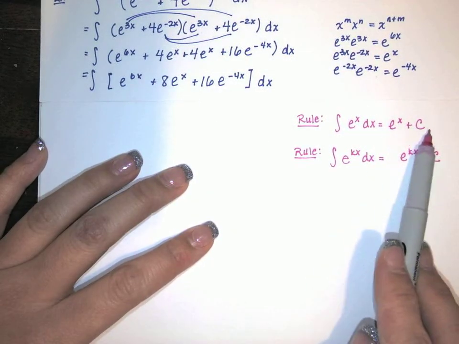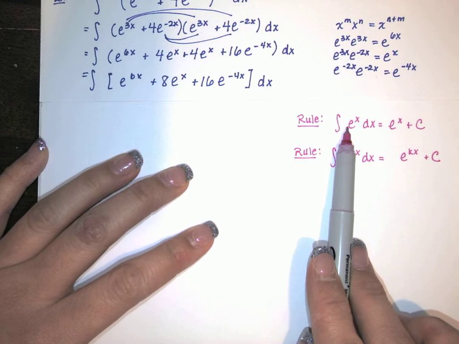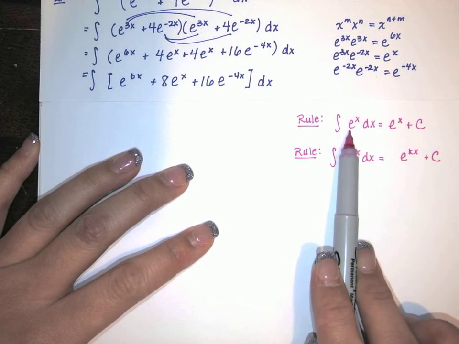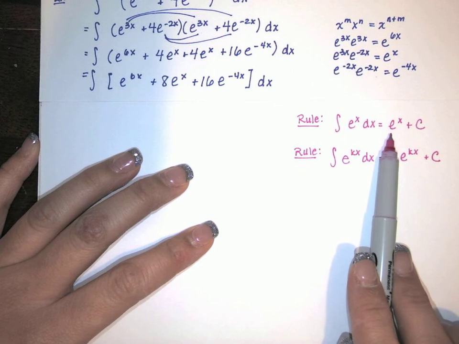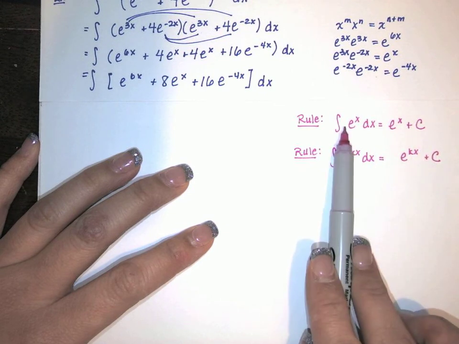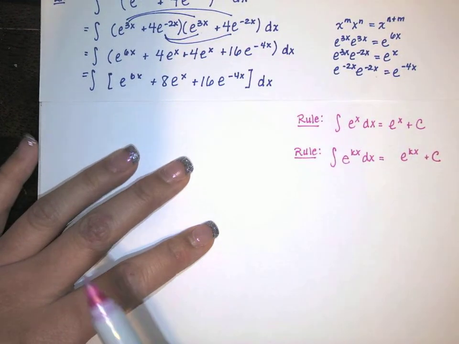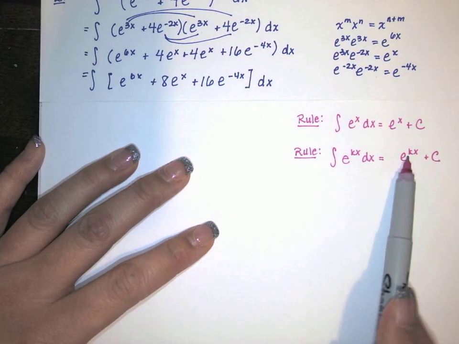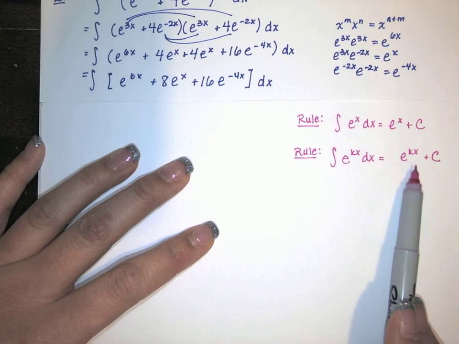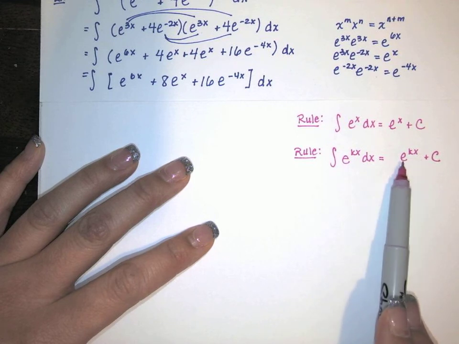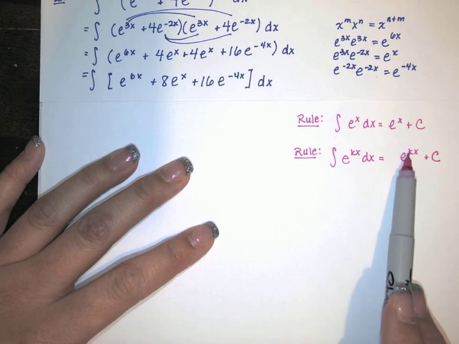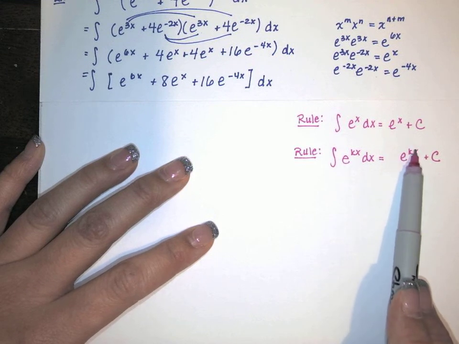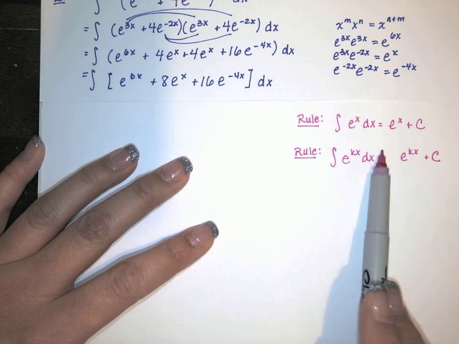If I take the derivative of this, I should get this back, because this is an antiderivative. Differentiation and antidifferentiation undo each other. So when I take the derivative of this, I should get this back, but I don't. If I've got a constant times x here, the derivative of e raised to a constant times x is e to that power times the derivative of the inside. So when I take the derivative, I multiply by the k.